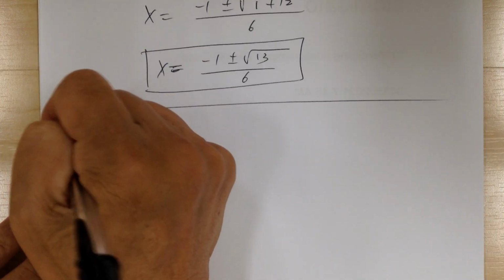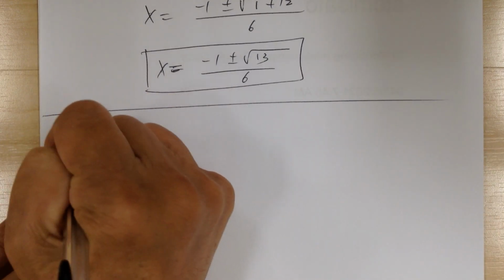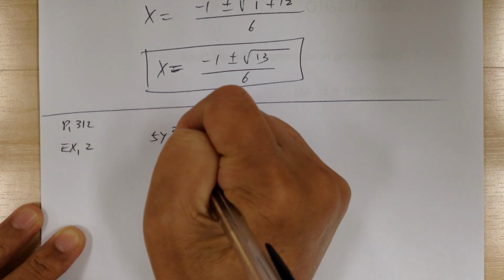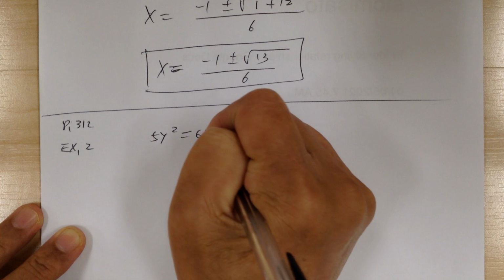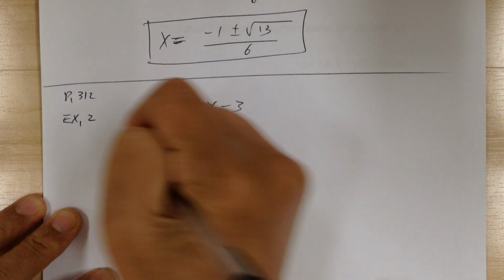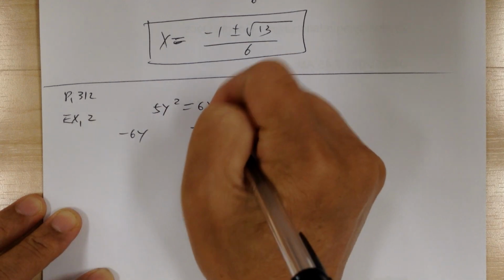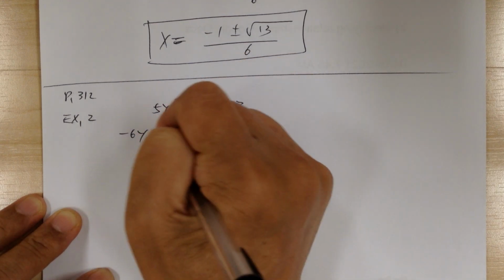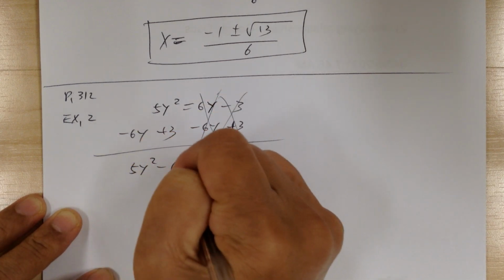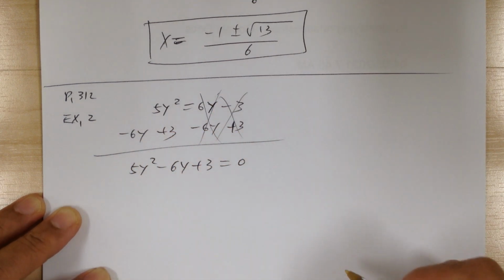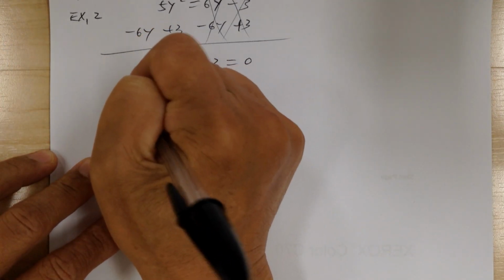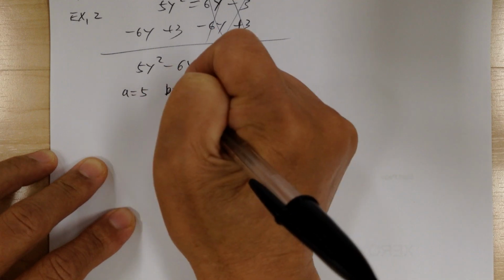Okay, let's go to example 2. Okay, you have 5y squared equal to 6y minus 3. Okay, so first we have to move everything to the left hand side. So minus 6y minus 6y, so this will cancel out. Plus 3 plus 3, so this will cancel out. So you got 5y squared minus 6y plus 3 equal to 0. Okay. So you can write down your ABCs. It helps you to cut down a lot of mistakes when you substitute.